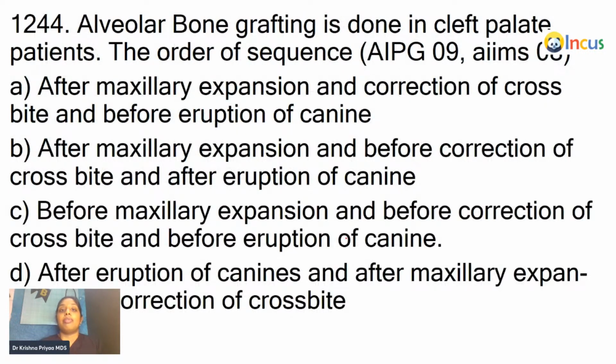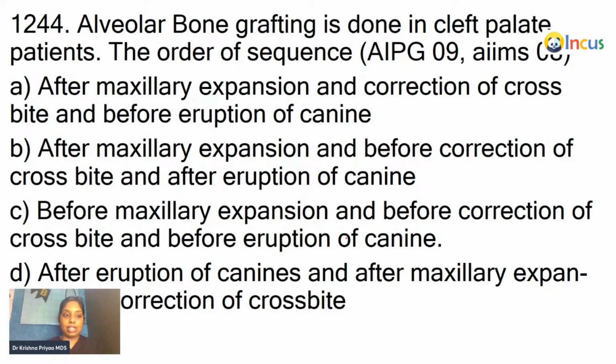So yes, alveolar bone grafting. I was talking about this because bone is very essential for the tooth to come down into the oral cavity, and it is done in cleft palate patients. The order of sequence is what? After the maxillary expansion and correction of crossbite, and before the eruption of canine. After the eruption of the canine, or again before the eruption of canine and after the correction of the crossbite.